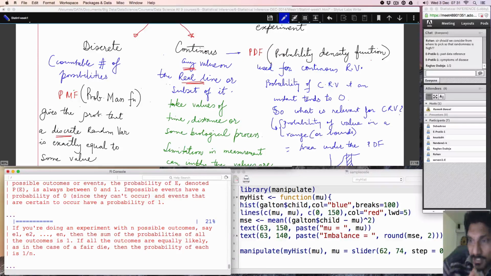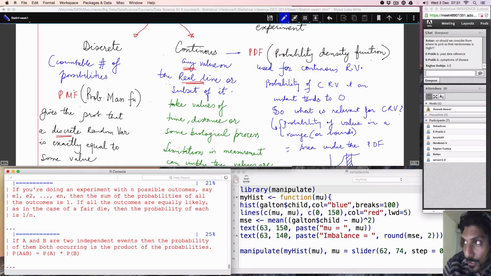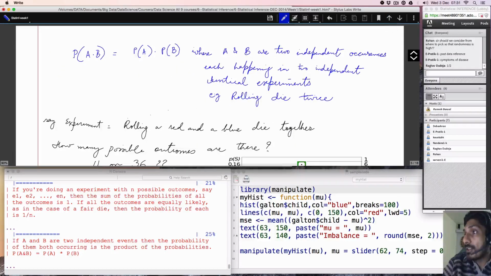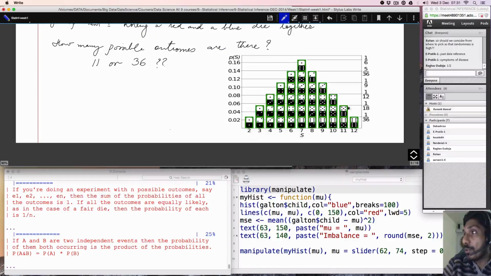Another important thing is the sum of the probabilities of all the outcomes has to add up to 1. If all the outcomes are equally likely, then the probability of each of them will be 1 by n. For example, rolling one die, we have the probability as 1 by 6 for each of them. Whereas when you roll two dice, the probabilities change. If you saw the previous slide, the probability is not constant. The probability of getting 2 is 1 by 36, probability of getting 3 is 1 by 18, and so on.